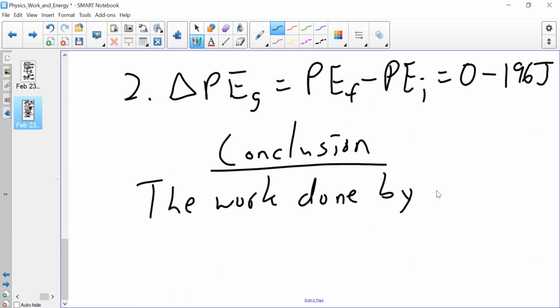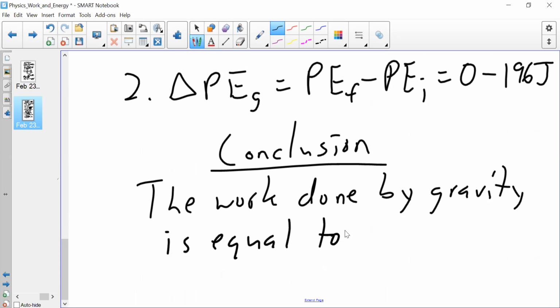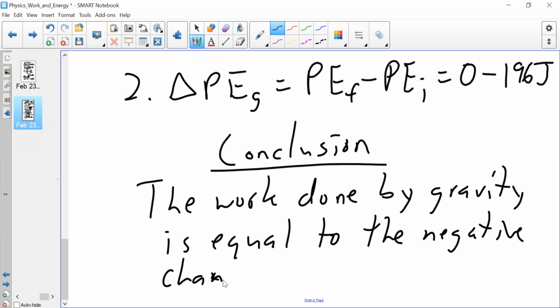The work done by gravity is equal to the negative change of potential energy. Now I'll summarize this in equation form.